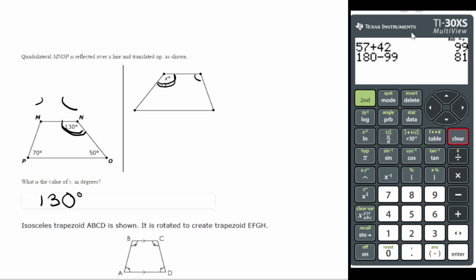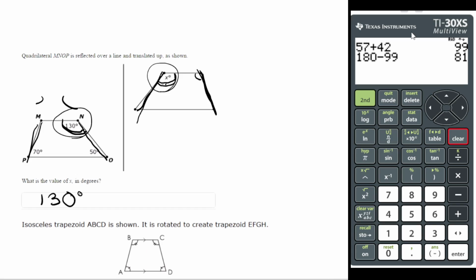Problems like this, like I said, it all comes down to how your mind works. Some people can just see it. Some people can go, okay, this is the long slant. That is NO, that's the long slant. This is the steep slant. That's MP. So I'm looking for angle N because it's the top of the long slant, which is 130. Some people, it just works. But you've got to try to use whatever clues you can.